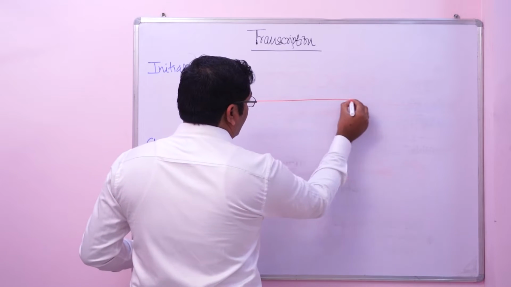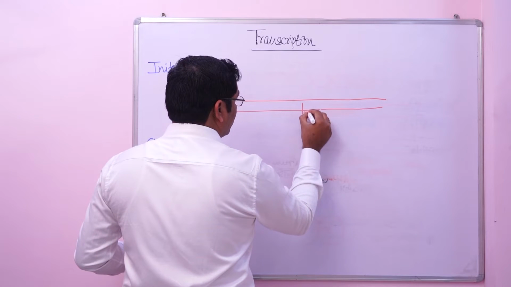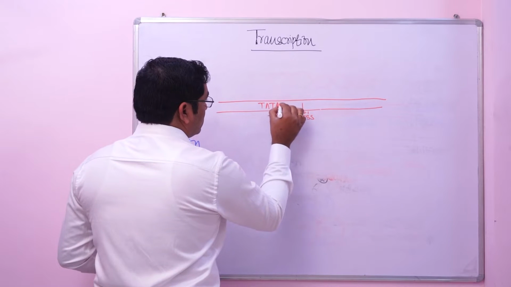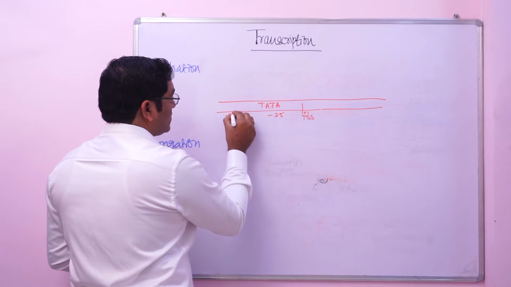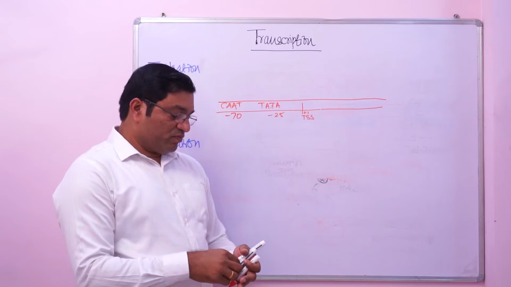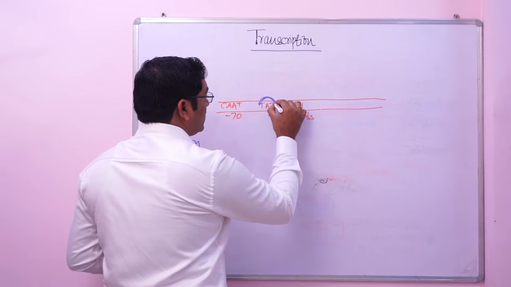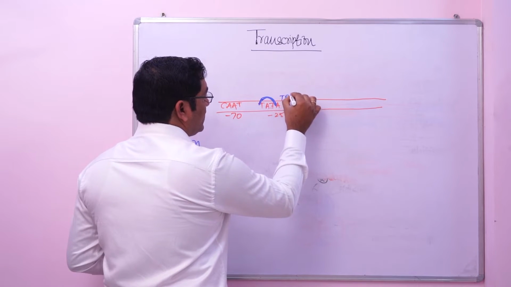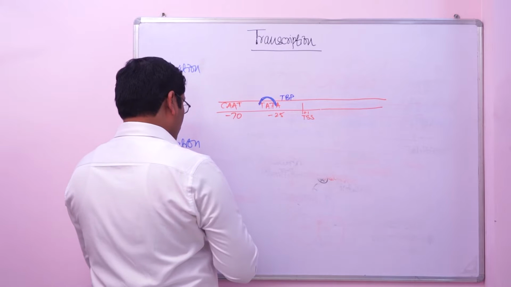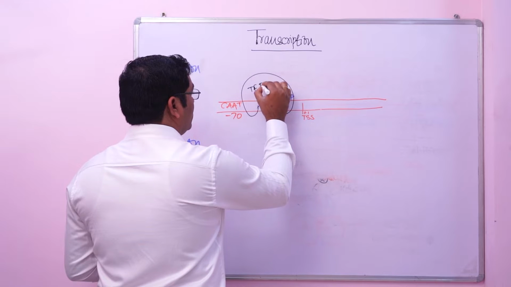So this is the DNA strand. This is the transcription start site, that is +1, and this is the -25 region, that is the TATA box. And the -70 region is the CAAT box. Now in eukaryotes, a special protein known as TATA binding protein attaches to the promoter region. This is TBP, TATA binding protein, and it is a part of transcription factor 2D.